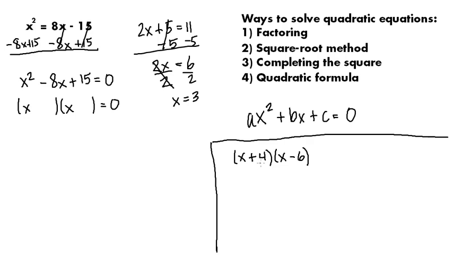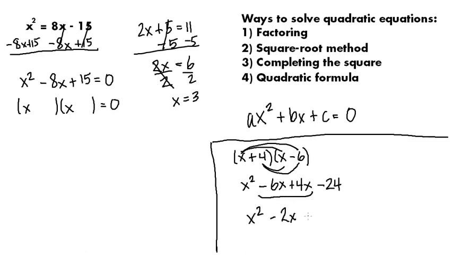Let's look at x plus 4 times x minus 6. So if I try to multiply this out, I'm going to get x times x, x squared, x times negative 6, negative 6x, 4 times x is positive 4x, and then 4 times negative 6 is negative 24. And then we learn that we can combine these two terms in the middle because they're like terms. And so we have x squared minus 2x minus 24.